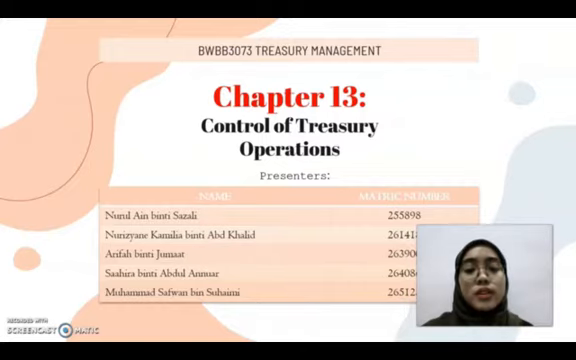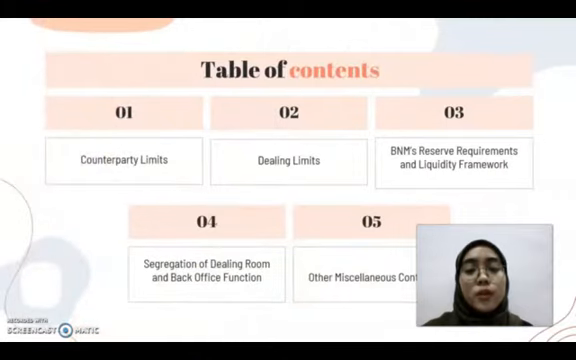This is the list of presenters in the group: Nurul Ain binti Sazali, Nur Izzian Kamilah binti Abdul Khalid, Afifah binti Jumaat, Sahira binti Abdul Anwar, and Muhammad Safwan bin Suhaimi. There will be 5 topics covered in the chapter: counterparty limits, daily limits, BNM reserve requirement and liquidity framework, segregation of dealing room and back office function, and other miscellaneous controls.